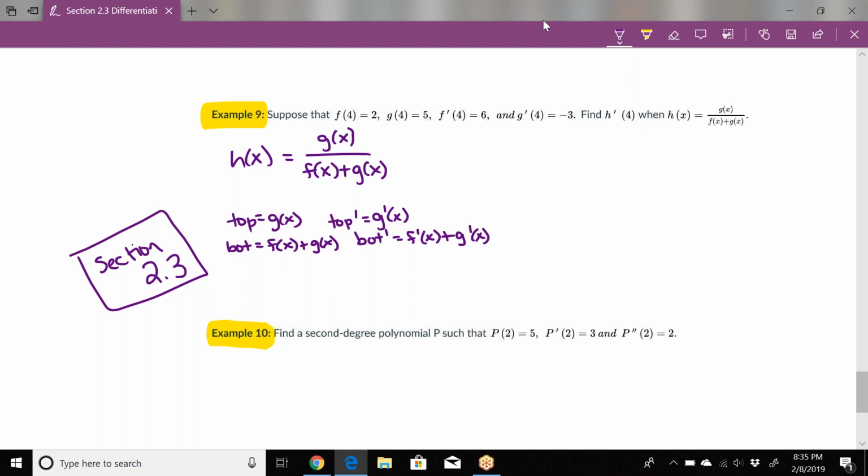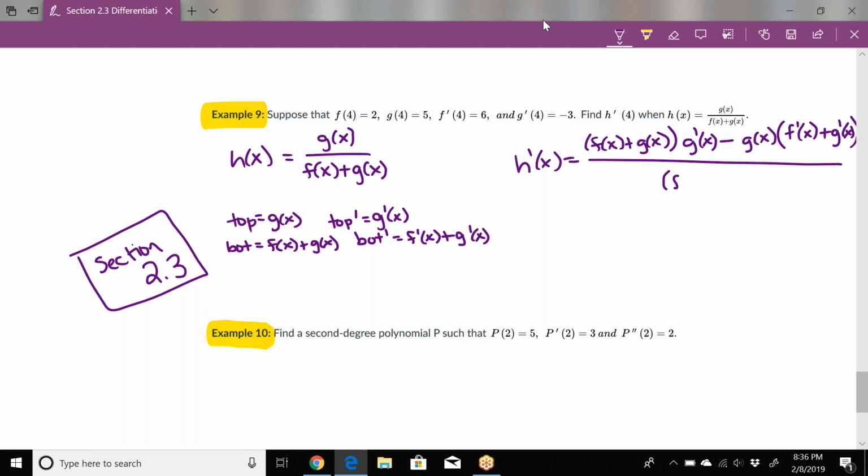So then when we go to work out our quotient formula, remember that we have to do bottom, which is f of x plus g of x, times derivative of the top, which would be g prime of x, minus top times derivative of the bottom, which would be f prime of x plus g prime of x, all over the bottom squared.